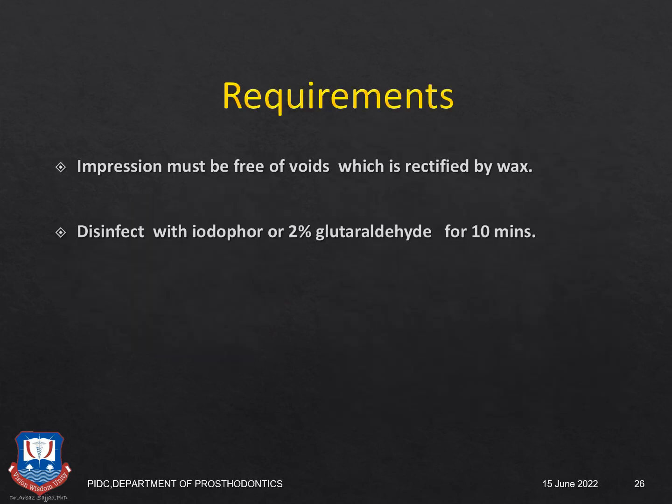So now coming to the requirements of an impression, how do you know that the impression that you have recorded is useful or it is a good impression? The impression should be free of any voids, which can be rectified by wax, and then it should extend to the entire vestibule. As I mentioned, it should record the width and height of the vestibule and the limiting and the relieving structures. After this, the impression material needs to be sterilized. It's usually done using iodophores or glutaraldehyde by spraying the impression for 10 minutes.